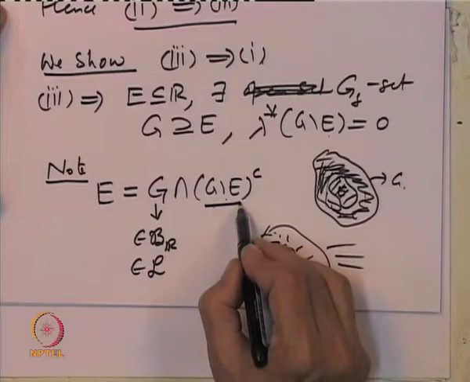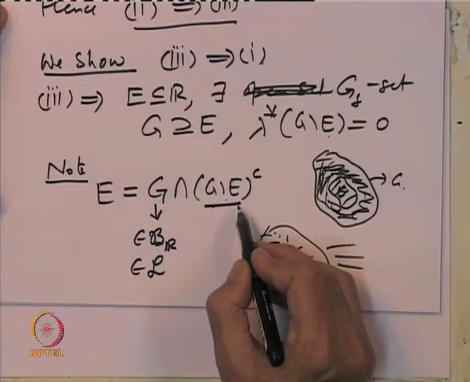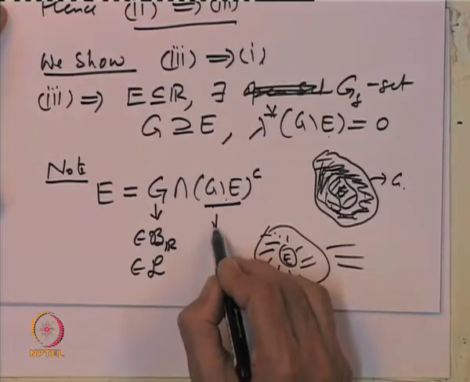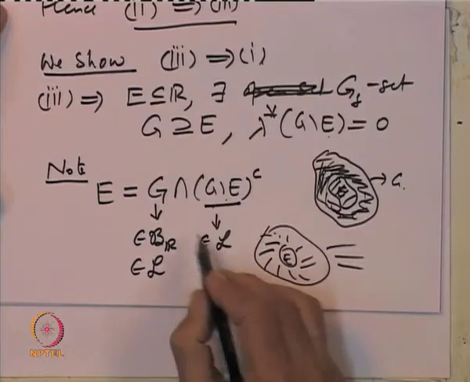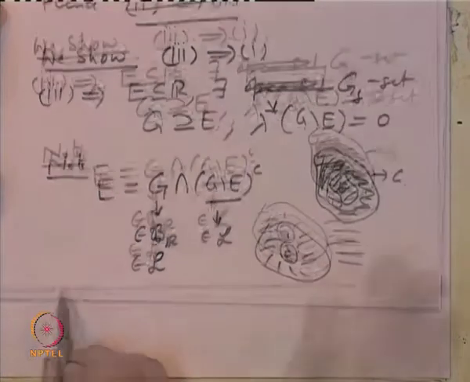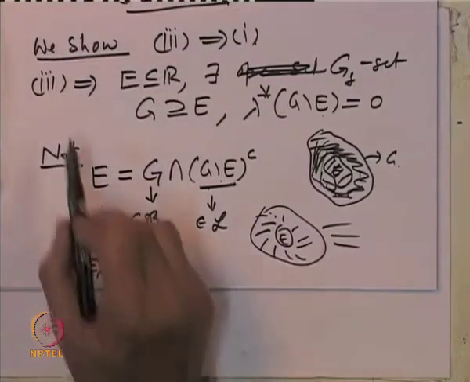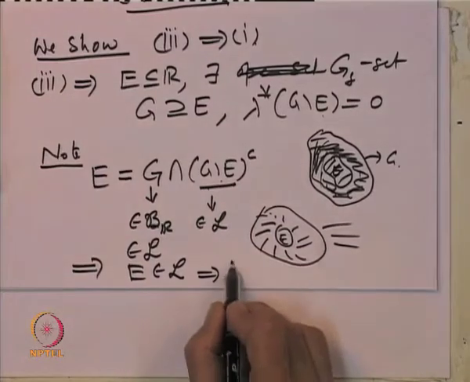So, G minus E is a Lebesgue measurable set, because all sets of outer measure 0 are Lebesgue measurable. So, this set also belongs to L, and the intersection of two Lebesgue measurable sets is Lebesgue measurable. So, this implies that E belongs to L. So, 3 implies 1.